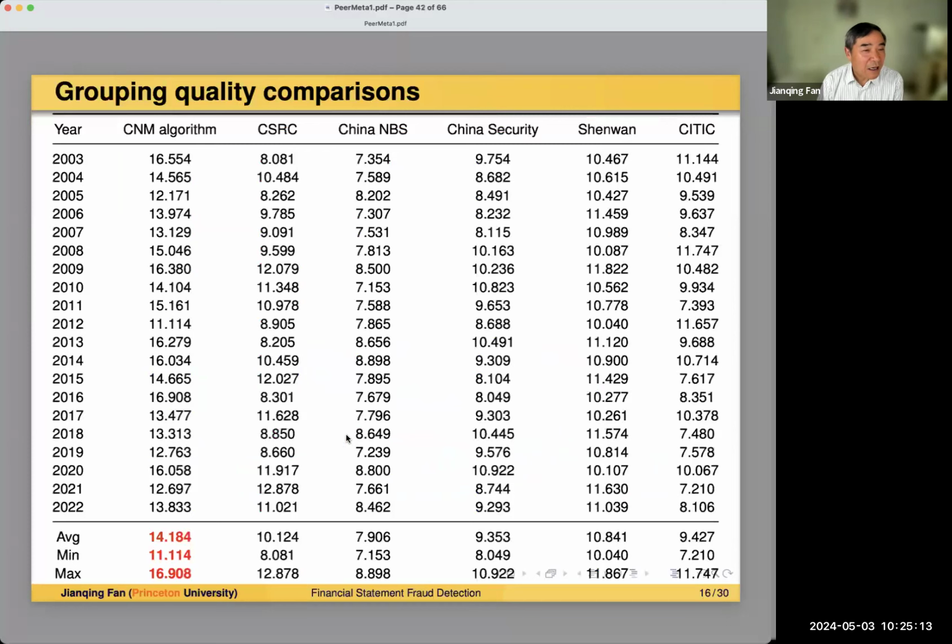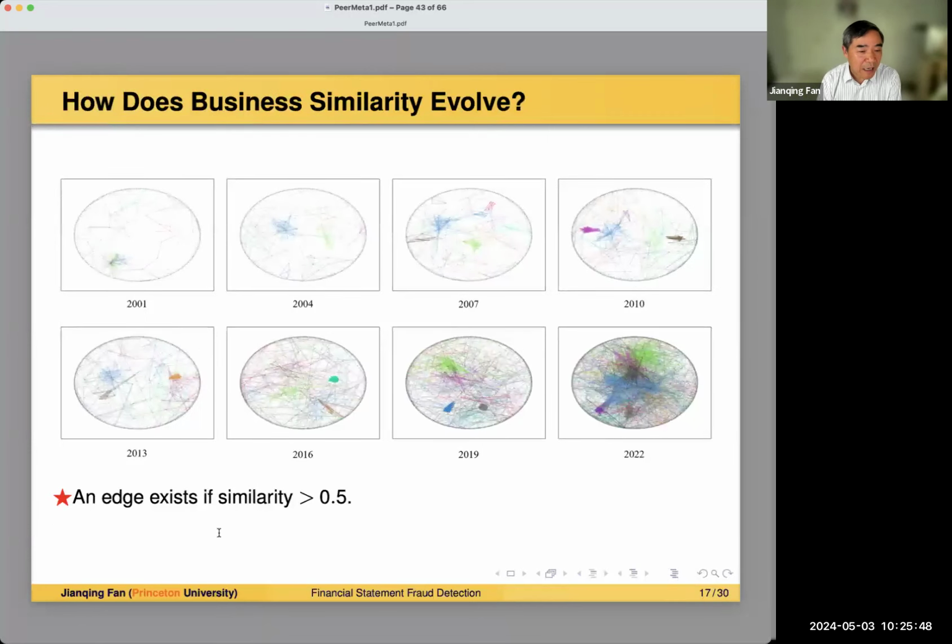And here are a few more details, year over year, of the grouping quality comparisons. This is our algorithm based on business similarity and the classification algorithms, and it averages much higher than the other standard classifications used in China. Whether you are talking about the average, minimum, or maximum, it is always much bigger than the others. So this just shows that we have better group similarities.